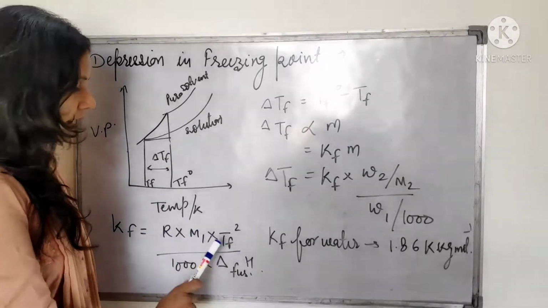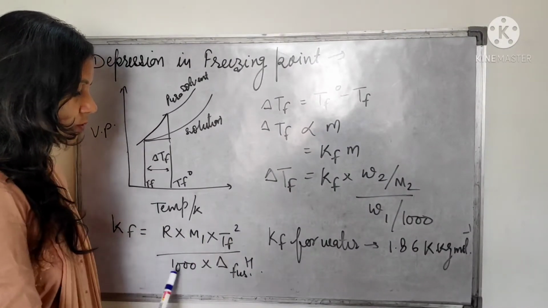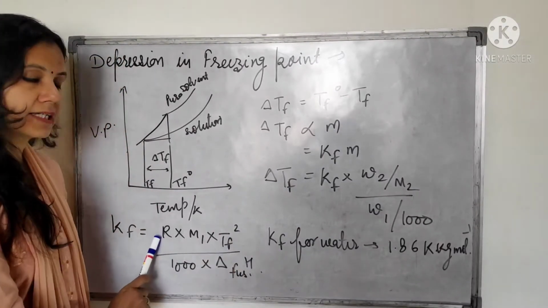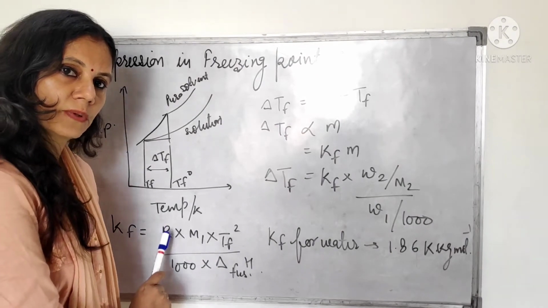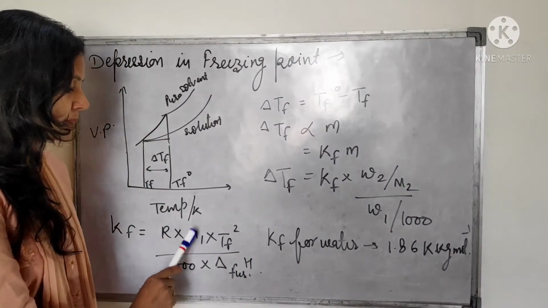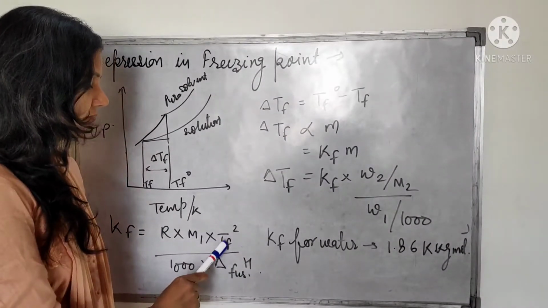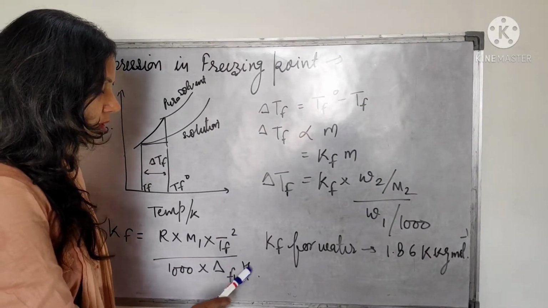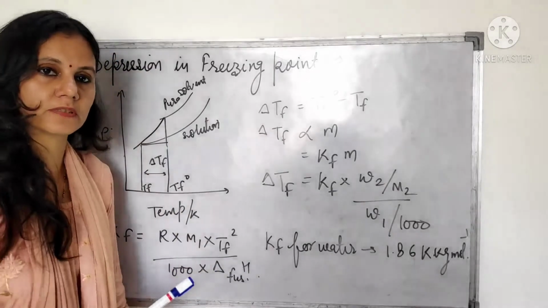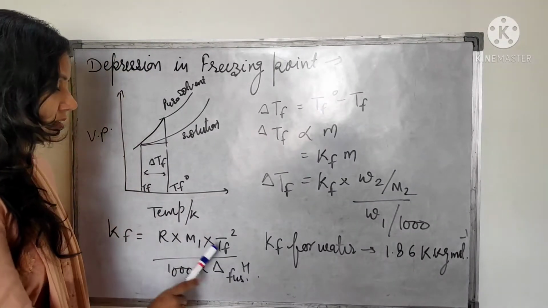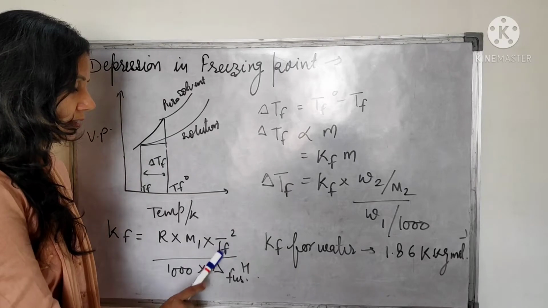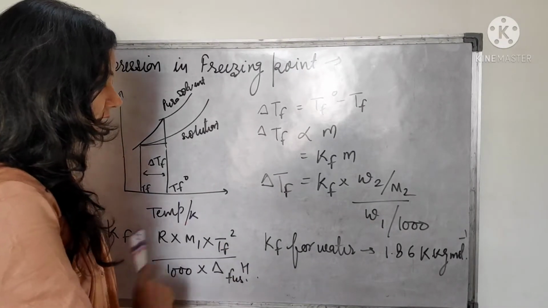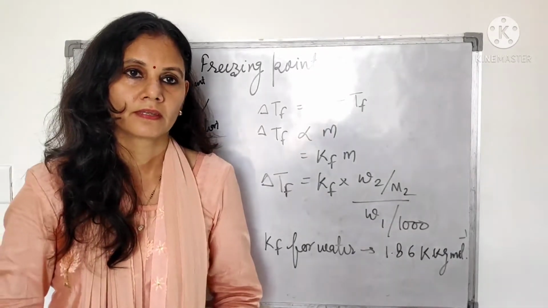Kf is equal to R M1 multiplied by Tf square upon 1000 multiplied by delta fusion H. R is the gas constant, as you know, 8.3 joule per kilogram per Kelvin. M1 is the molar mass of pure solvent. Tf is the solution's freezing point, and delta fusion H is the enthalpy of fusion. And for Kb, there will be changes. It will be Tb and delta vaporization H, and the others are the same.